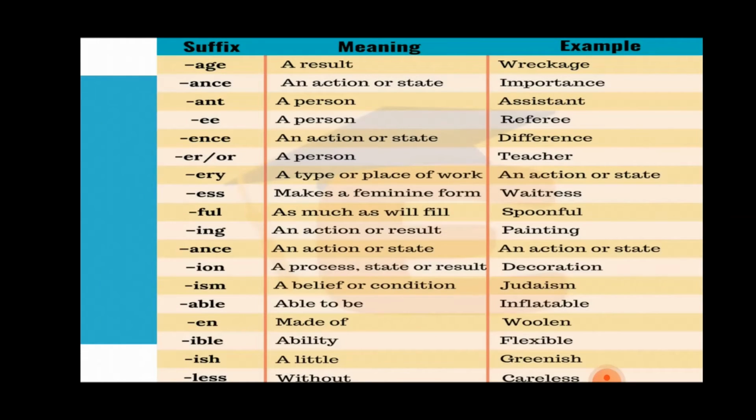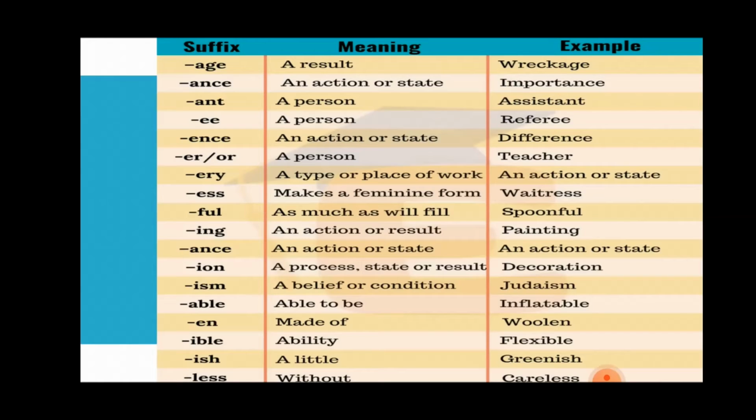And here wreckage: age means a result. An action or state: ance or ence means it is related to an action or state, like importance. Ant means it refers to a person. Ee also refers to a person. Ence also refers to an action or state. Er or or refers to a person. Ery refers to an action or state. Ess refers to a female, a feminine form, like waitress. And ful, you can say spoonful.